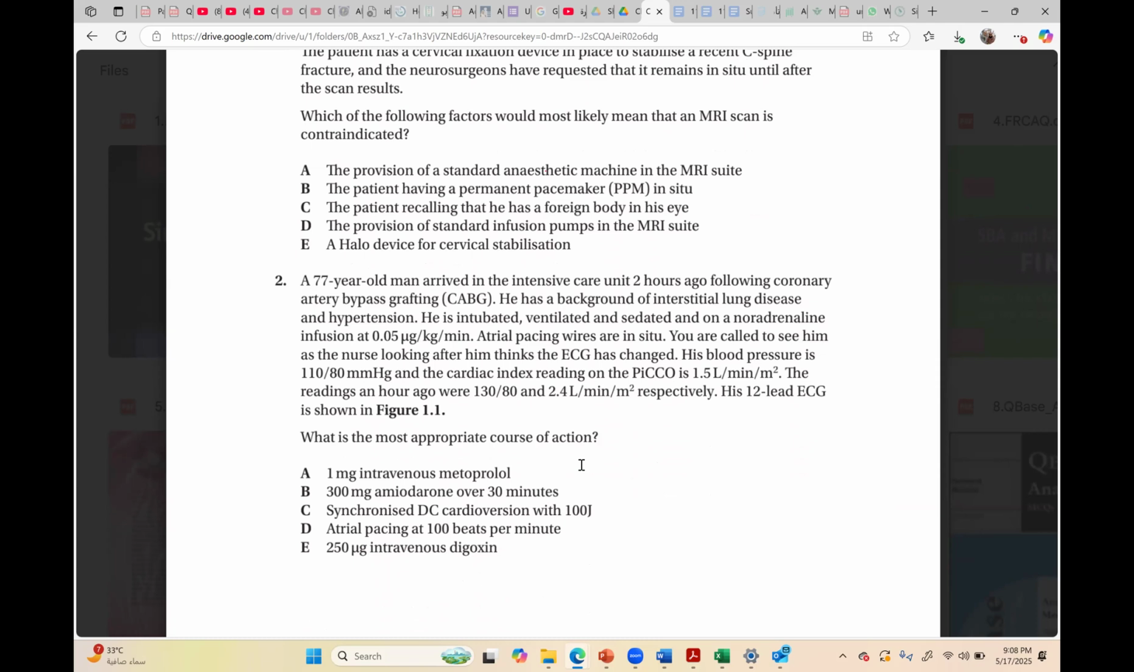A 77-year-old. Okay, let's revise the elderly. So you should revise the physiological, pharmacological, anatomical, and logistic considerations in a patient in the elderly age group. And what is the change? What is the effect? How to manage the change? Or you can make another point: what is the change and how did it occur? And what is the effect and how do you manage it?